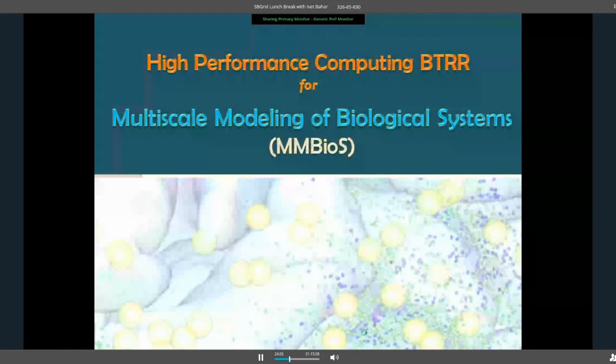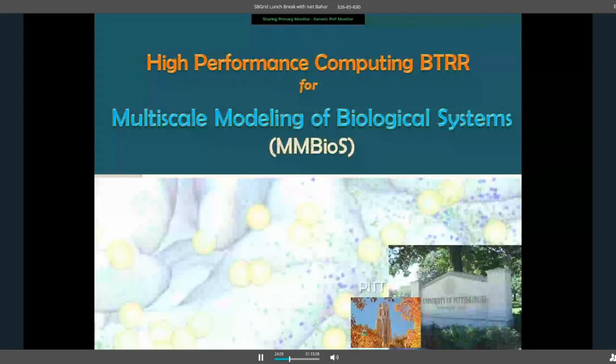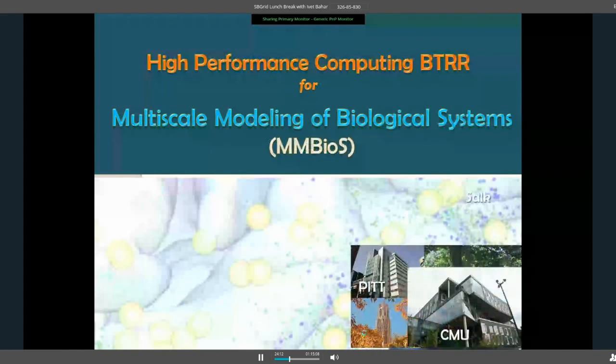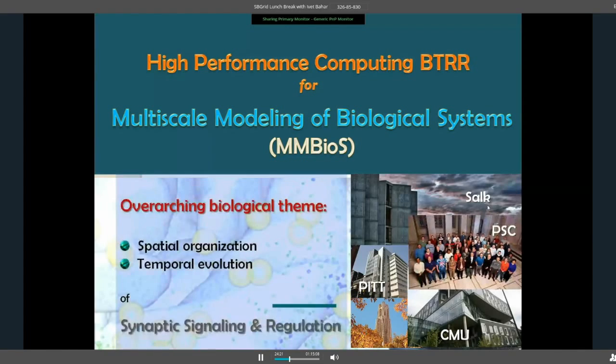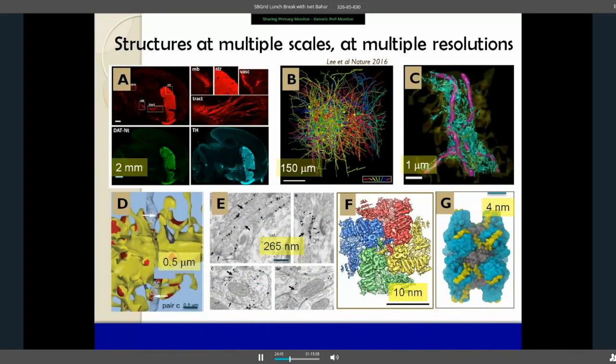Now let me talk a little bit about what we are doing. Actually, we have a high performance computing biomedical technology research center on multi-scale modeling of biological systems, joint between the University of Pittsburgh, Carnegie Mellon University, Institute for Biological Studies, and the Pittsburgh Supercomputing Center. And the overarching biological theme is to understand the spatial organization and temporal evolution of synaptic signaling and regulation. So to this aim, we are considering structure at multiple scales.